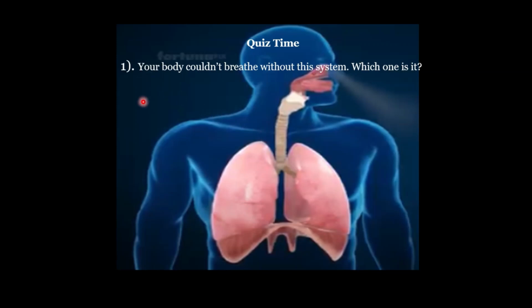Number 1. Your body can breathe without this system. Which one is it? A. Digestion system. B. Respiratory system. C. Urinary system. D. Photosynthesis.